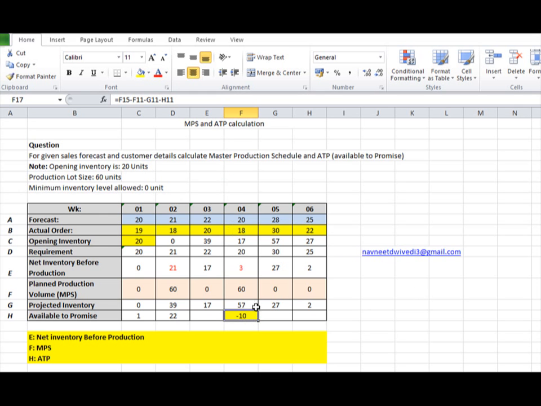To understand clearly, we are having minus 10. Minus 10 means that we are not able to fulfill the customer order, but we can see that there is no MPS requirement, so we are actually fulfilling. But we are fulfilling this requirement due to our previous carry forward. Whatever we produced in week 2 was carried forward to week 3, and in week 3 there was less requirement, so we were left with 17 quantity that was forwarded to week 4. That's why we were able to fulfill the requirements of coming weeks, like week 4, week 5, week 6.